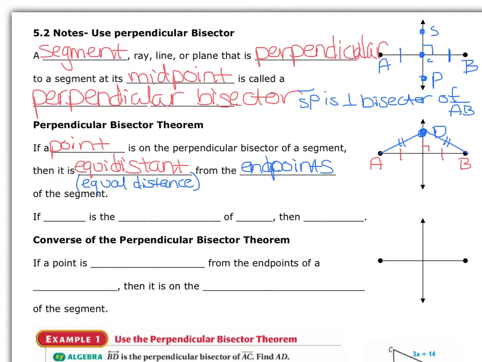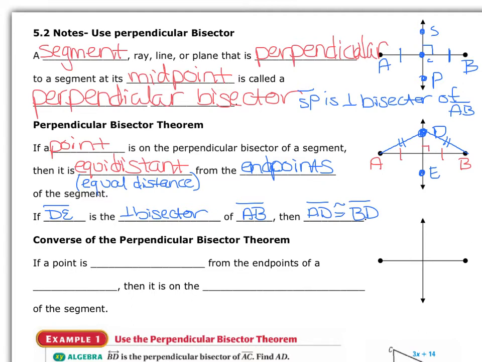So, and let's give this two letters, if segment DE is the perpendicular bisector of AB, then segment AD is congruent to BD. So again, what this says is that if you have a point right here that is on the perpendicular bisector, and we only know it's the perpendicular bisector because of the markings here, then this point is equidistant from the endpoints of the segment.